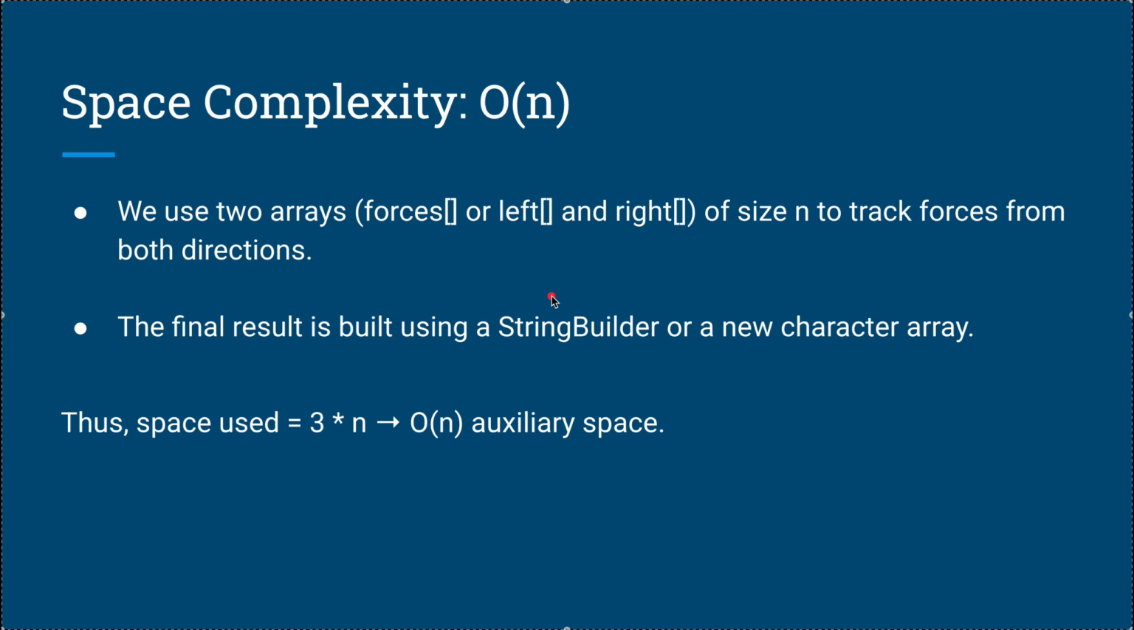We are building the string builder as a new character array, but that is auxiliary space, so it will also take O of n, right?